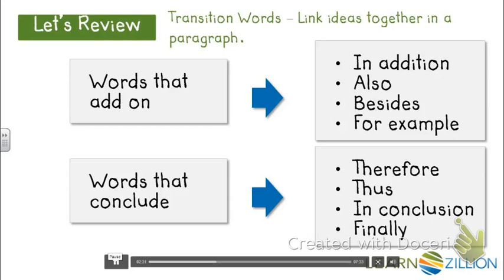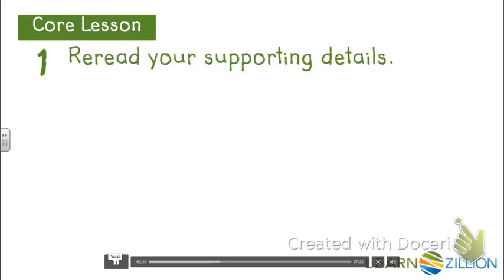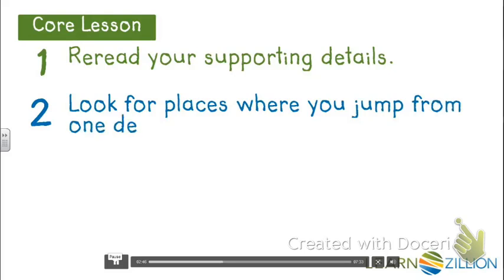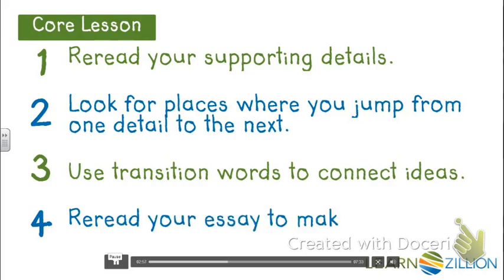Now, in order to connect related ideas in our essay, we need to first reread your supporting details. Then, look for places where you jump from one detail to the next. Then, use transition words to connect ideas. And finally, reread your essay to make sure it flows together nicely.